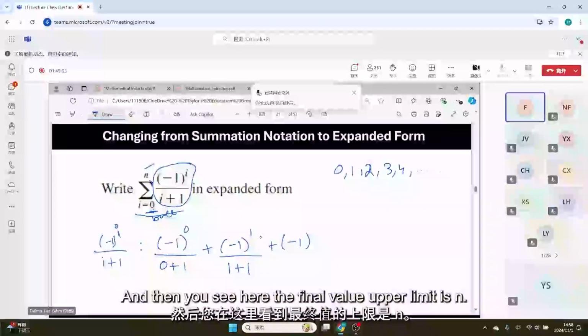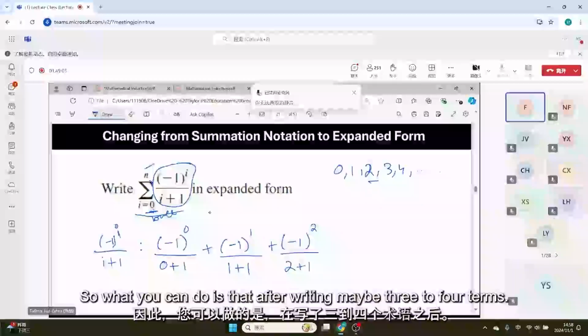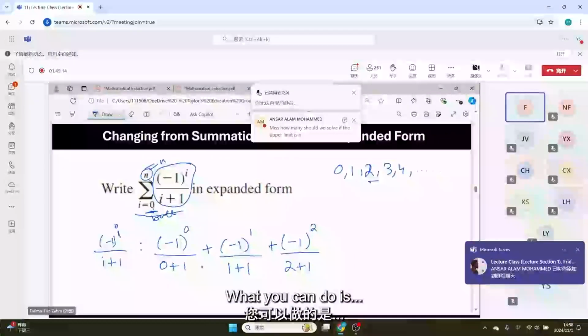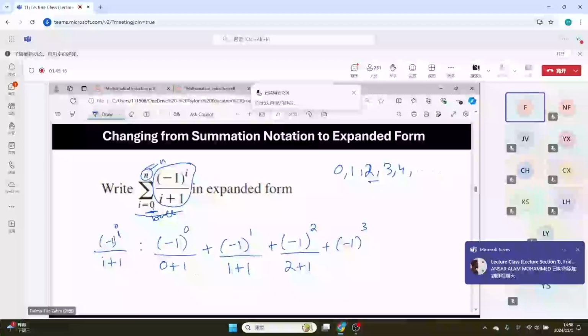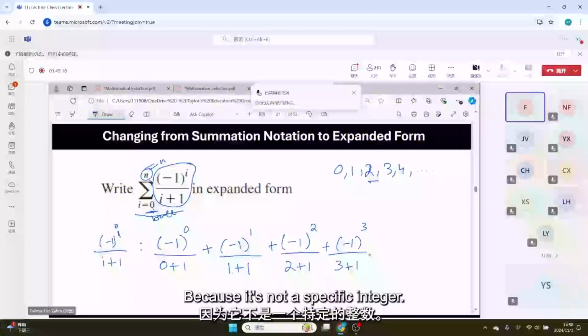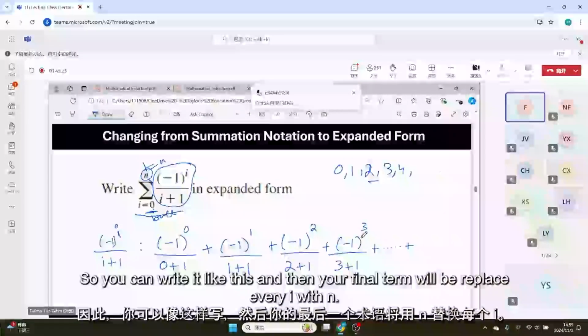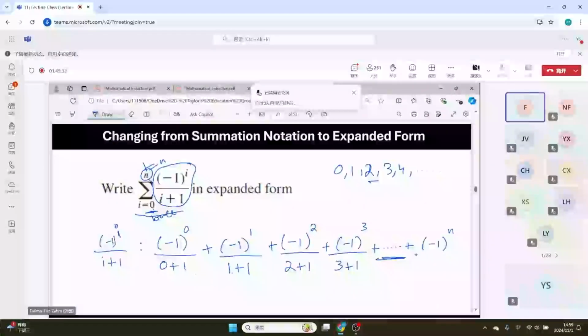And then you see here the final value, the upper limit, is n. So what you can do is, after writing maybe 3 to 4 terms, continue like this, because a specific integer value is not given to you, it's n. So you can write it like this, and then your final term will be to replace every i with n. So this is the expanded form. Okay.